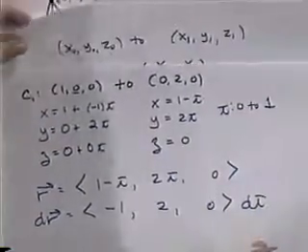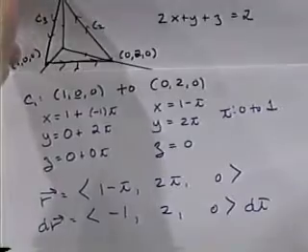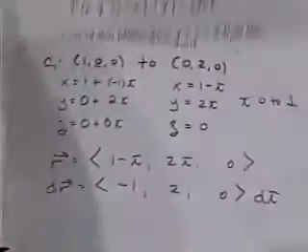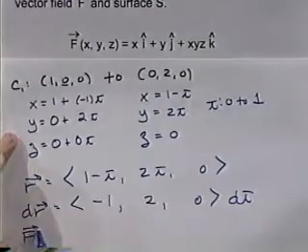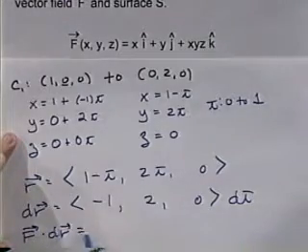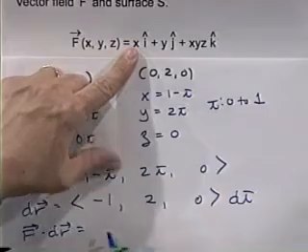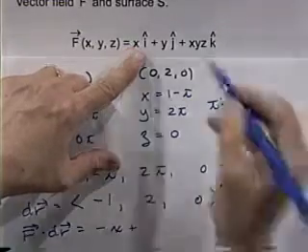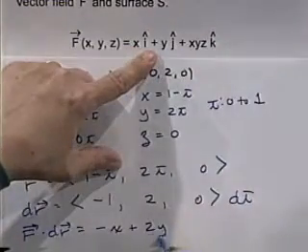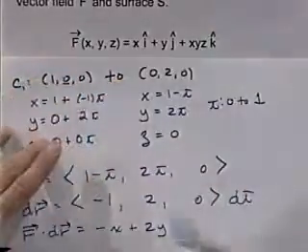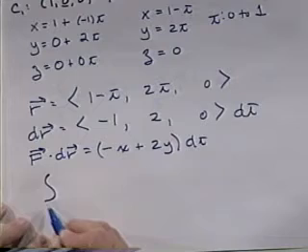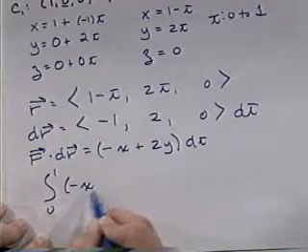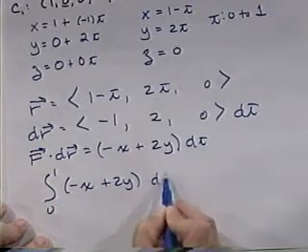So if we want to do f dot dr, here's your f. What is f dot dr here? Let's see. F dot dr is going to be x times a negative 1 is minus x, plus y times 2 is 2y, plus x, y, z times 0 is 0, times dt. So we're going to be integrating from 0 to 1 of minus x plus 2y times dt.